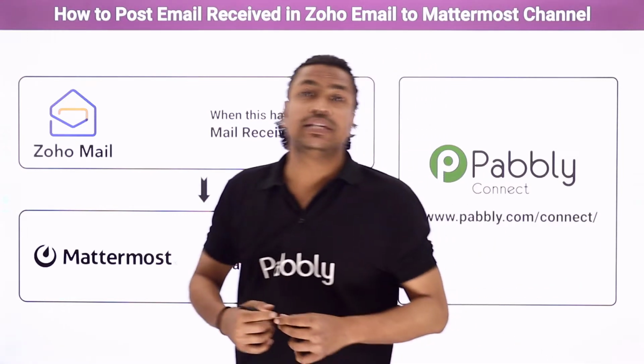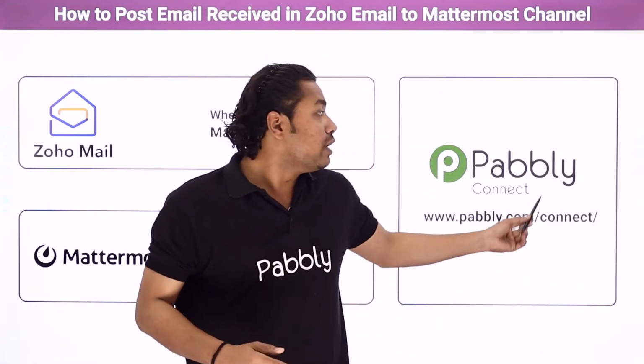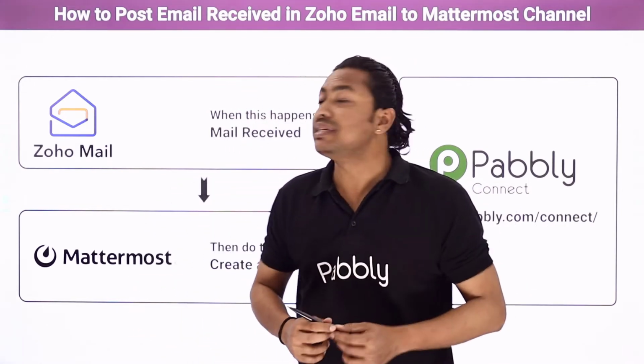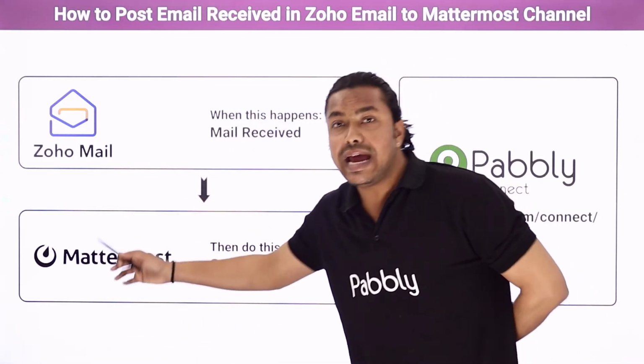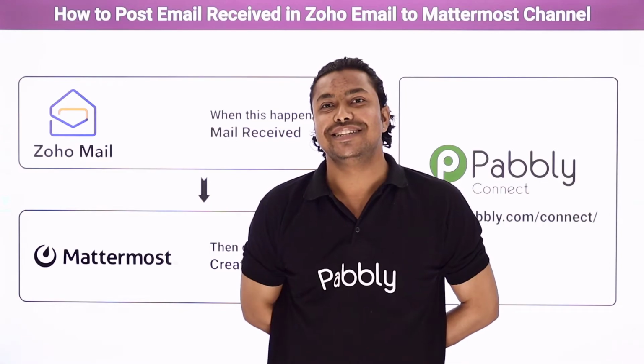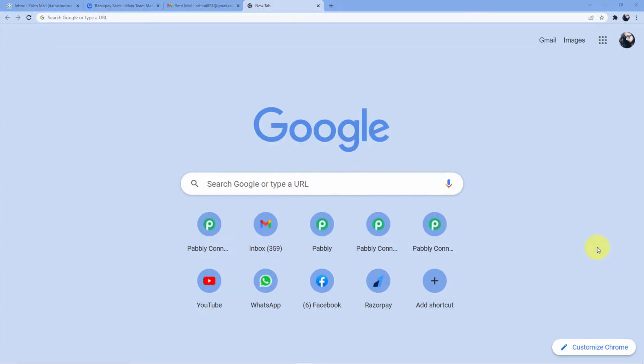And to do this automation and integration, we are going to use an automation and integration service, Pabbly Connect, which will help us connect our Zoho mail and Mattermost together. Now, if you want to learn how to do this automation, you have to come with me to the screen. And this is our screen.